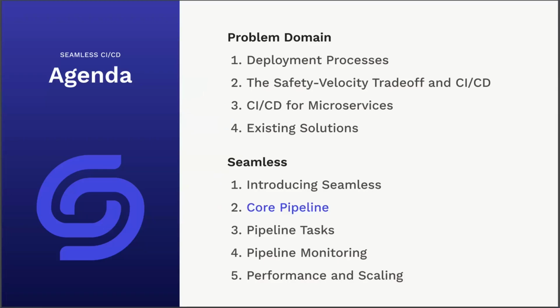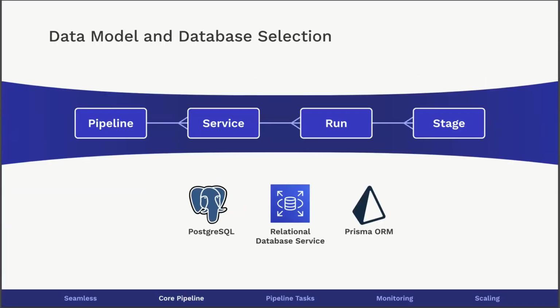Thanks, Ryan. I'll begin this section by talking about the data model. With Seamless, we can use a single pipeline for multiple services. The data model reflects this by using several one-to-many relationships. Each service can be run many times, and each run has many stages. For the database, we chose Postgres on Amazon RDS, and also used the Prisma ORM for schema updates. With that in place, the next step was to automate the pipeline.